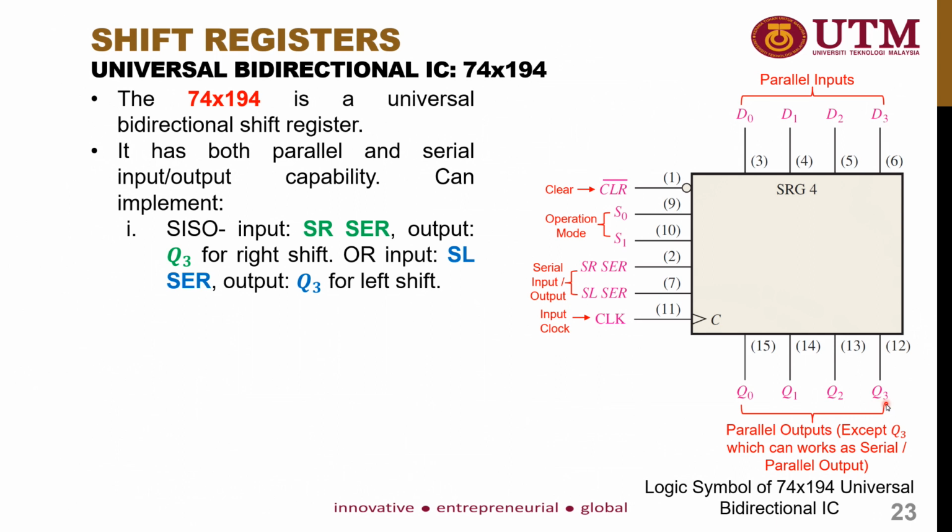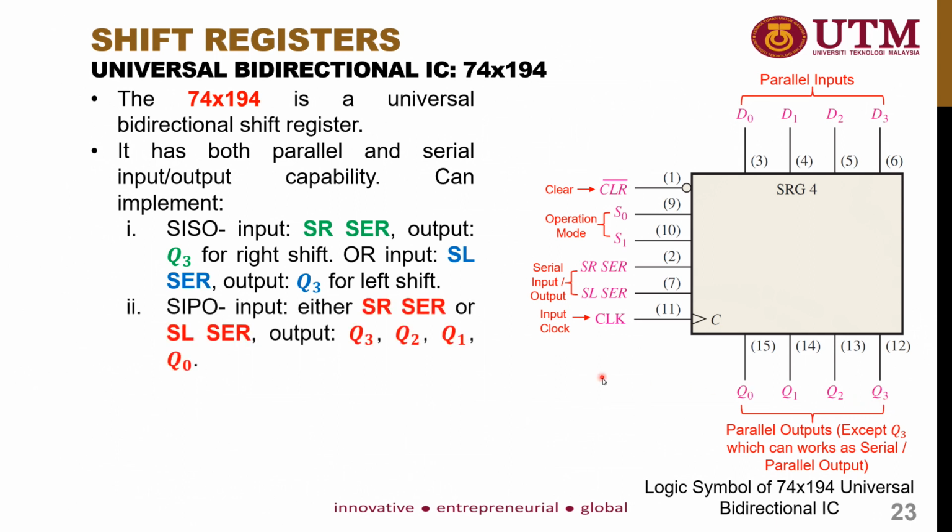Then you can observe your output at the Q3 pin. If you want to operate as SIPO, serial in parallel out, you must connect your serial input at the pin of SR/SER or the pin of SL/SER, and then you can observe your output at Q0, Q1, Q2, and Q3 directly.